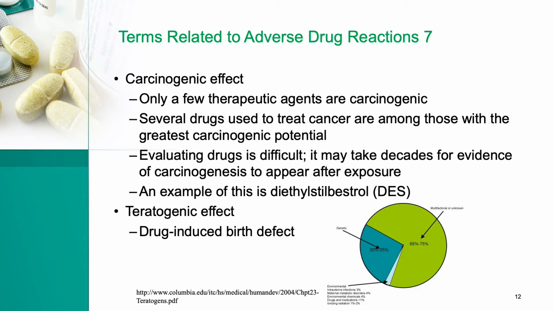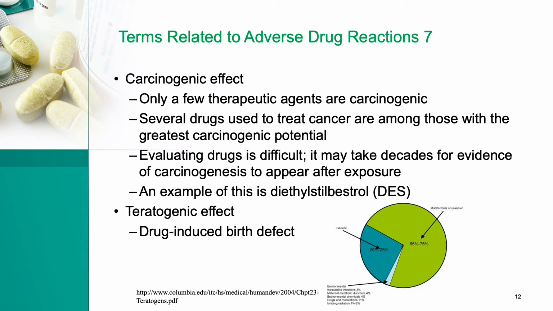Okay, the last couple of terms related to adverse drug reactions are carcinogenic effect and teratogenic effect. Only a few therapeutic agents are carcinogenic, and some drugs used to treat cancer are among those with the greatest carcinogenic potential. Patients who have been treated for cancer are often at risk for developing other cancers due to the treatment. Evaluating drugs is difficult. It may take decades for evidence of carcinogenesis to appear after exposure.